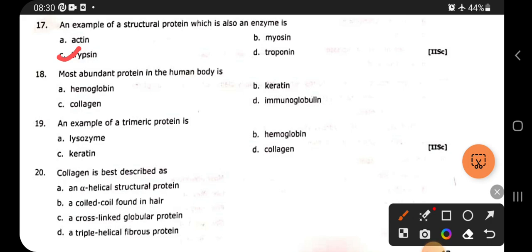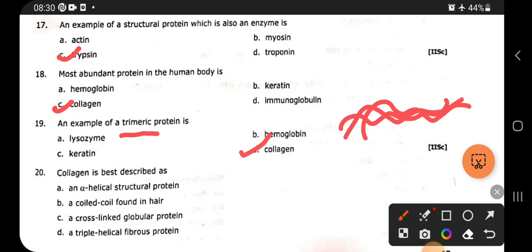18th question says most abundant protein in human body is, you have studied yesterday, in human body means extracellularly located protein is collagen, and after collagen comes what? Keratin or elastin. You can let me know, okay? So an example of a trimeric protein is isozyme, hemoglobin, keratin, or collagen. Always remember that whenever there is a term called trimeric, most of the answers will go in the direction of collagen, because you have trimers in the basic protofilament, basic protocollagen of this collagen fibrous protein.